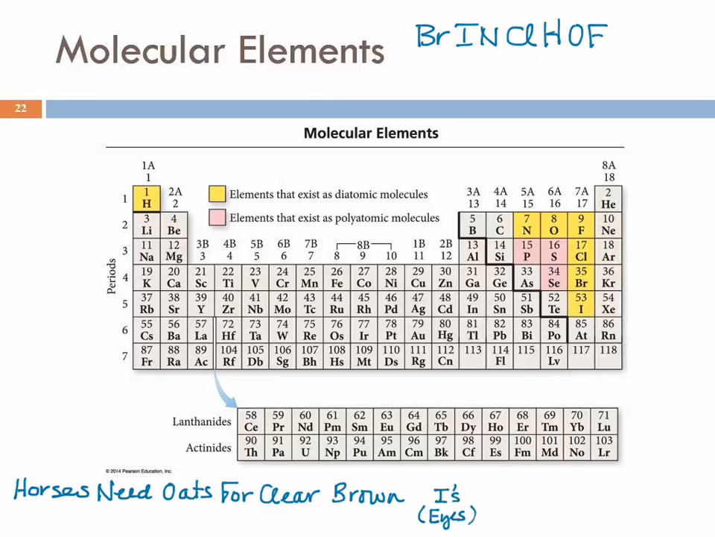Anytime one of these elements is alone, you're going to put a 2 subscript after its formula. So H2 or N2 or O2. In a compound, we don't need to do that, but when they're by themselves. And this will come up throughout the semester. Any questions?